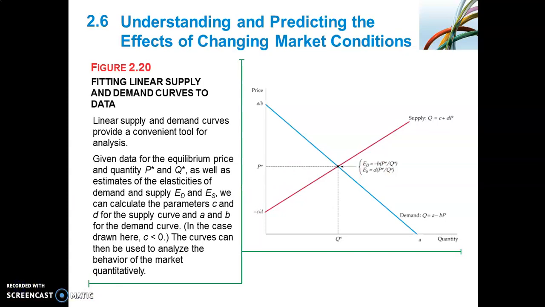We will begin with the linear demand and supply curve from figure 2.20. So the demand curve is given as Q is equal to A minus BP. That will be equation 2.5a. And supply is given as Q is equal to C plus DP. And that will be equation 2.5b. Now, to find the parameters A, B, C, and D, we have two steps that we need to follow.